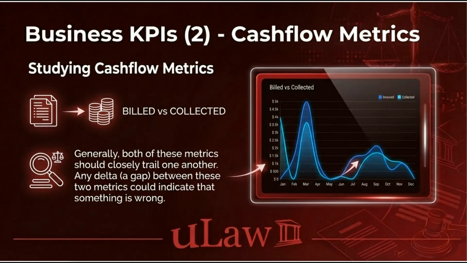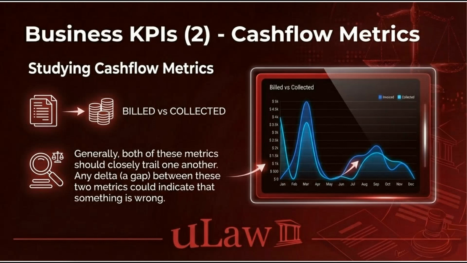On the other hand, we have a report called the invoice balance report. This particular report would give you an idea as to how much was invoiced, how much was collected, and how much is still outstanding. Generally, both of these billed versus collected reports should merge. These lines should not have too much variance.